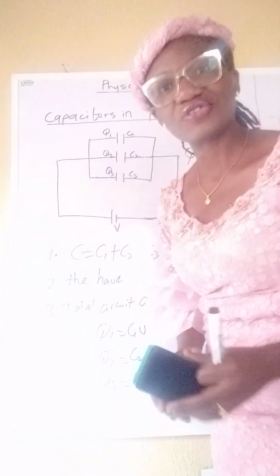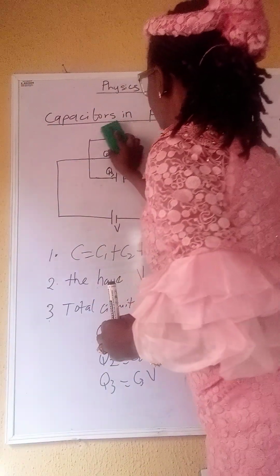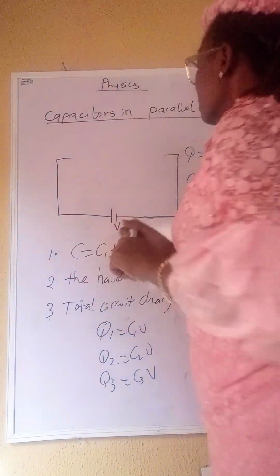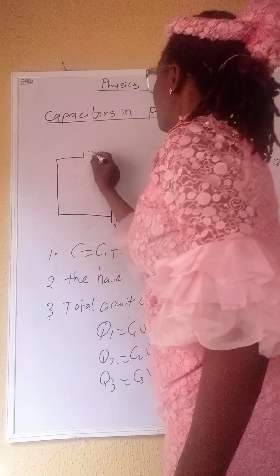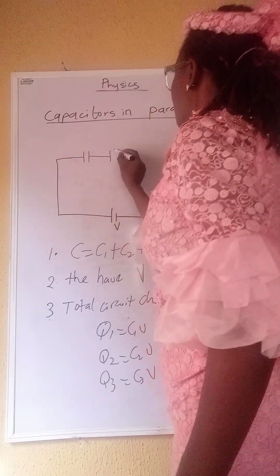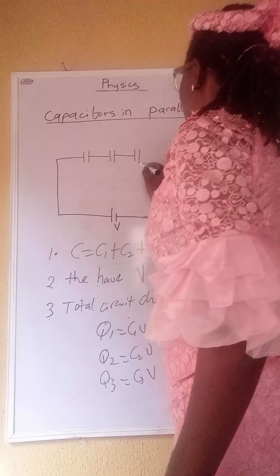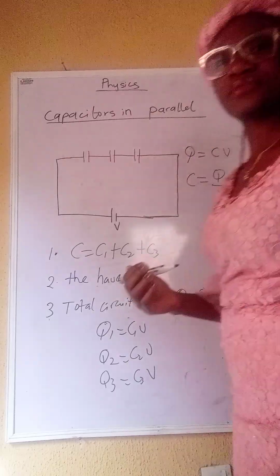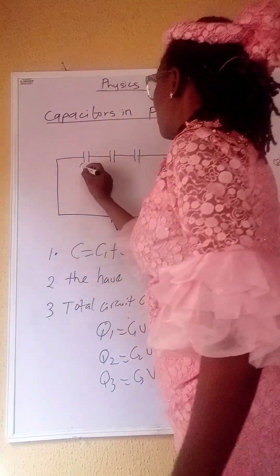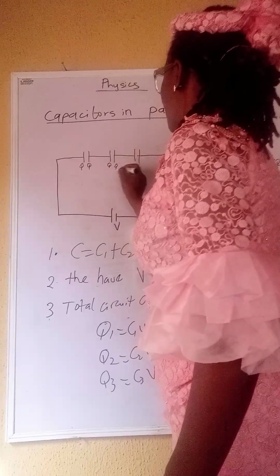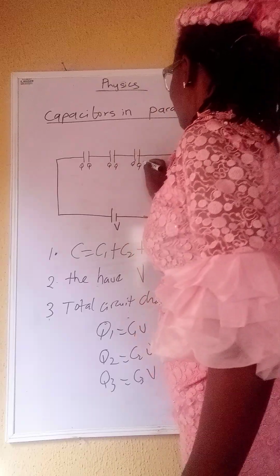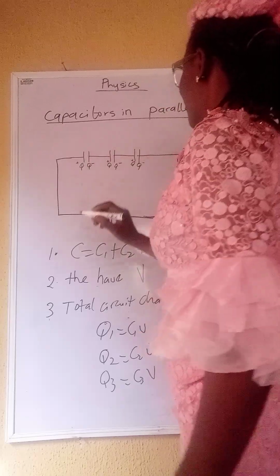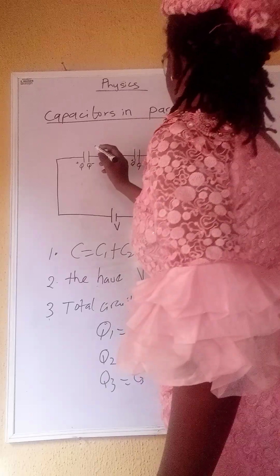So let me draw for series. Now, for series, this is what we will have. It's going to be this way. Can you see what I've said? It is what? End to end. So we have Q, Q, Q, Q, Q. Of course, this side will be negative, negative, and the other side will be positive, positive.